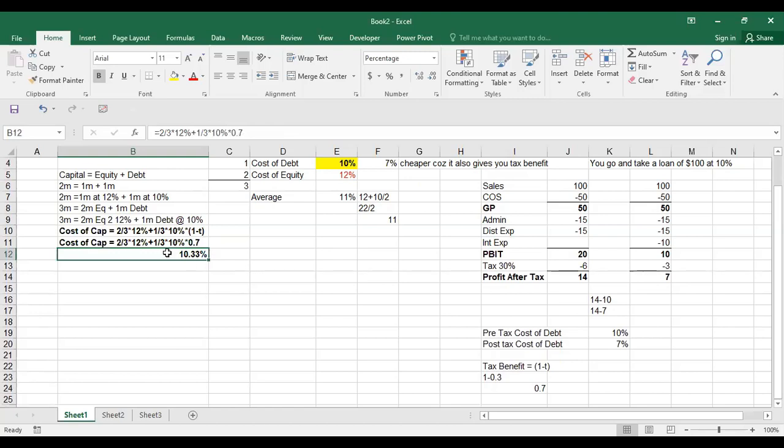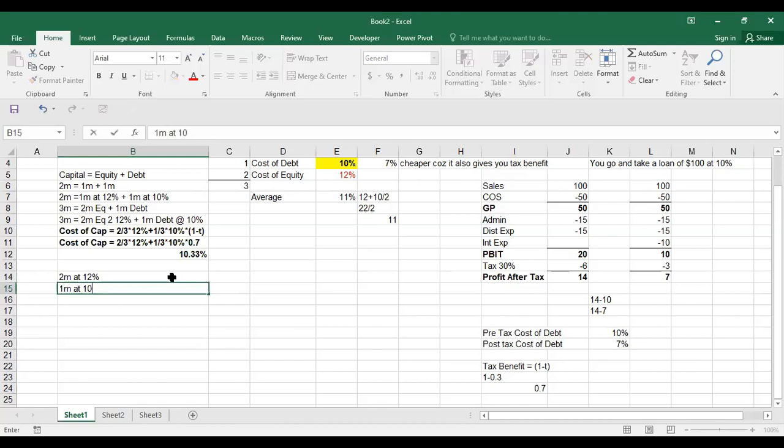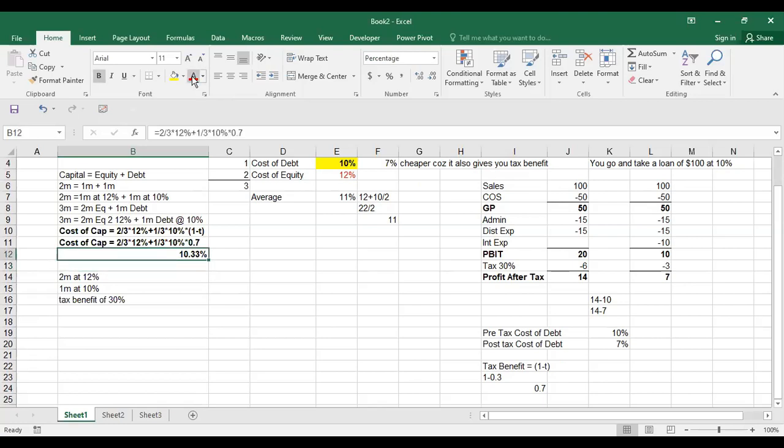So what is the combination? How did we get it? We got it like 2 million at 12%, and we got 1 million at 10%, and there was a tax benefit of 30% tax rate. So your net cost of capital comes out to be 10.333%, and you give it a name, WACC.